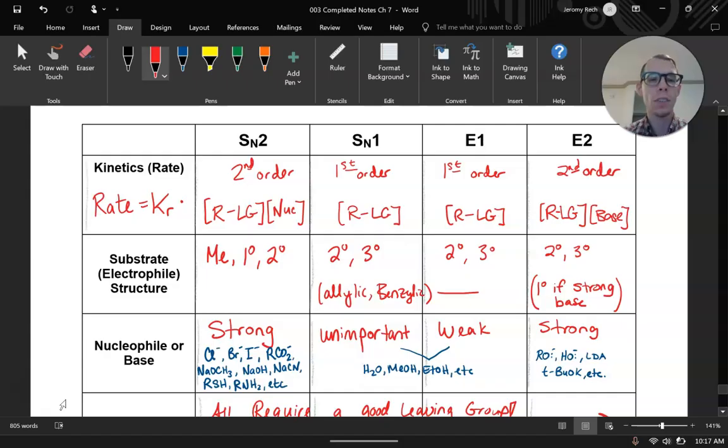So hopefully that gives you a little bit of review on all of these different types, SN1, SN2, E1, and E2. And then in class, we're going to have a big worksheet, which we're going to work through, where we're going to see a bunch of different reactions, predict whether it's going to be SN1, SN2, E1, or E2, and then predict the product. So we'll get a bunch more practice in class.